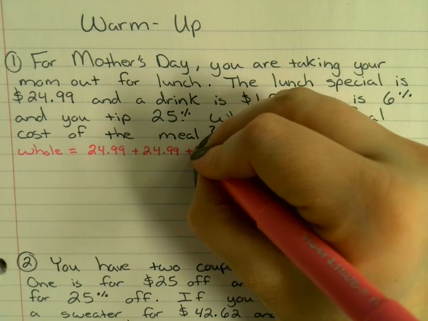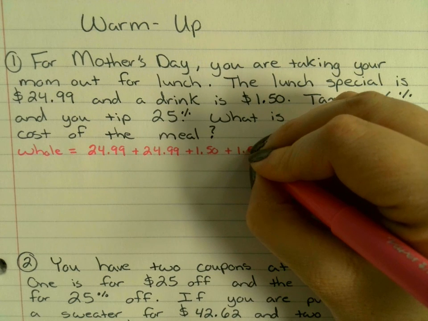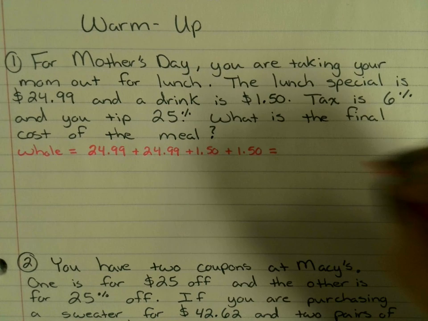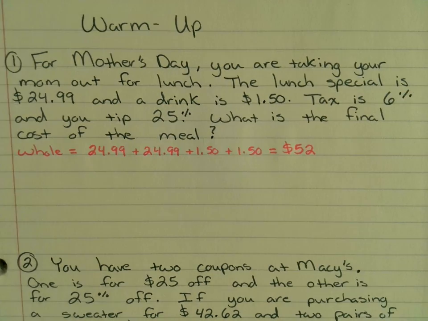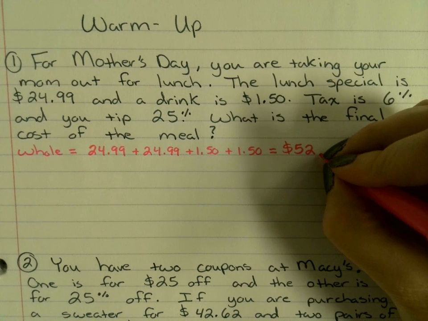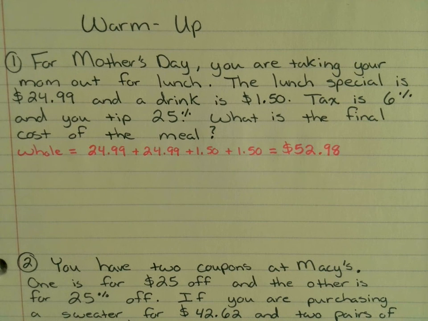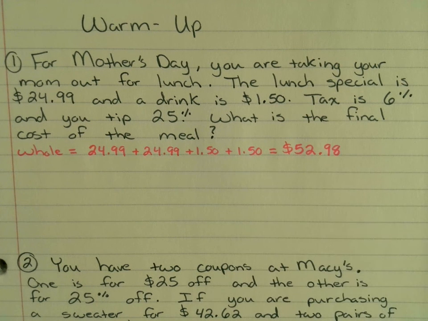You're spending $1.50 for you on a drink and $1.50 for your mom on a drink. So you're going to add all of that together, and the total amount of money that you're spending so far before you pay tax and tip is $52.98. Okay, that's your whole or your subtotal. They call it a subtotal. Total means it's finalized. Subtotal means before you start doing things like tips, taxes, discounts, and stuff of that sort.